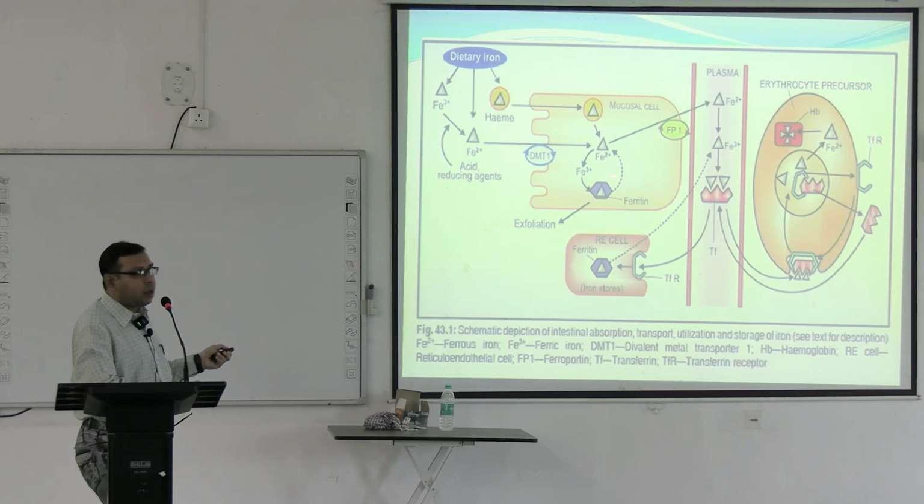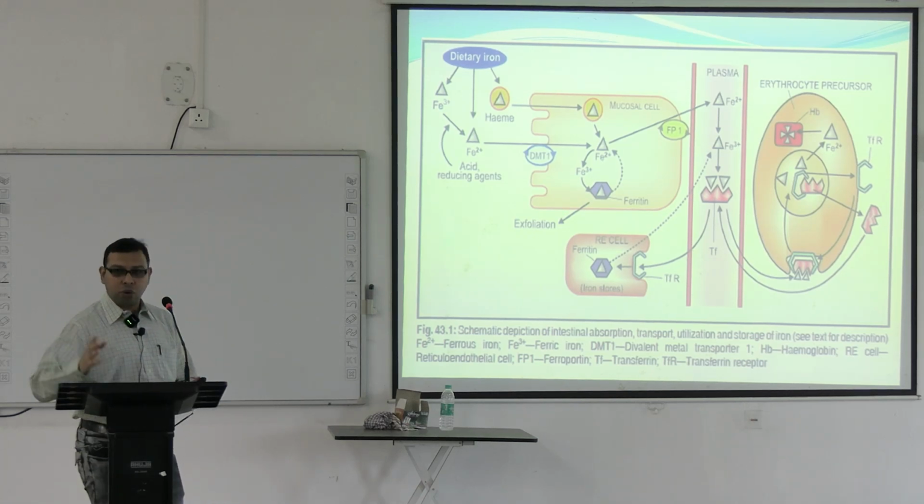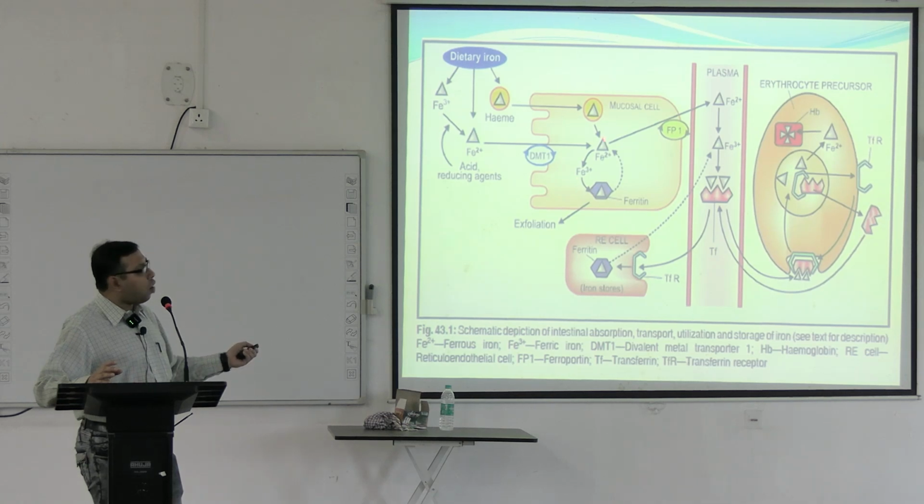So basically this is needed to maintain the balance. If more iron is absorbed, some part is absorbed, and some part ultimately resides as a storage form within the mucosal cells. If it is not needed, it is ultimately exfoliated and goes to the stool, or if it is needed, it is converted again to the ferrous form, and by means of ferroportin it is absorbed into the blood capillaries.